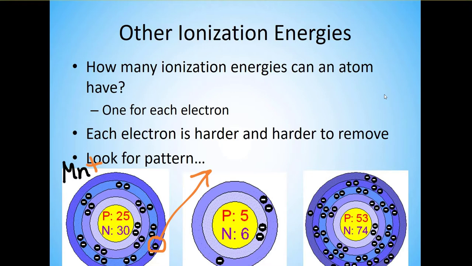And recall what happens to the size of a cation? Well, when that electron leaves, the nucleus is going to pull in that electron cloud tighter. So a cation is always smaller than its neutral atom.